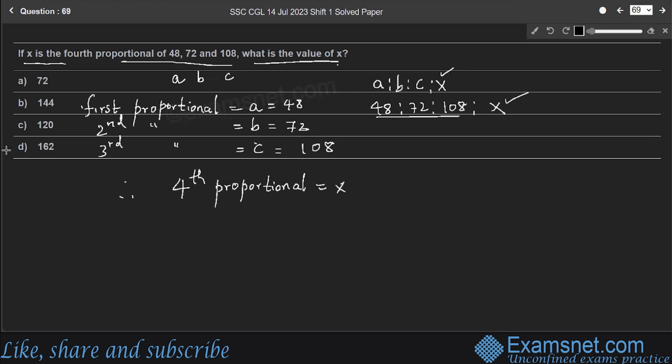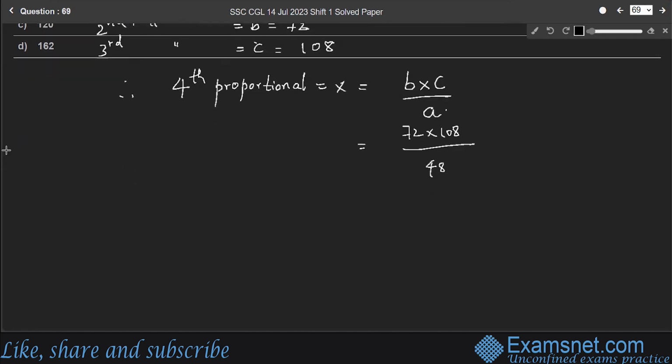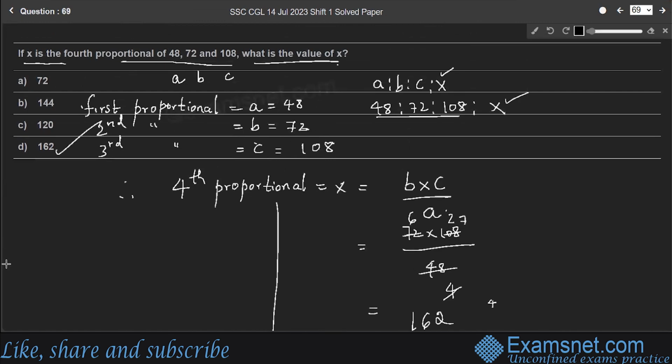Here X is given by the formula B into C by A. Here A, B, C are the three proportionals. B and C are 72 and 108 respectively, divided by A, which is 48. Simplify it, you will get the answer. So 12 into 4, 12 into 6, so 4 into 27. So 27 into 6 gives 162. So 162 is the fourth proportional. 162 is the answer. Look at the options. So option D is the right answer.